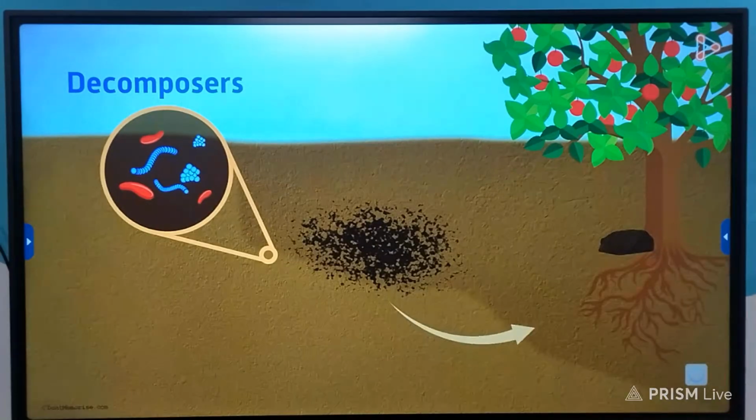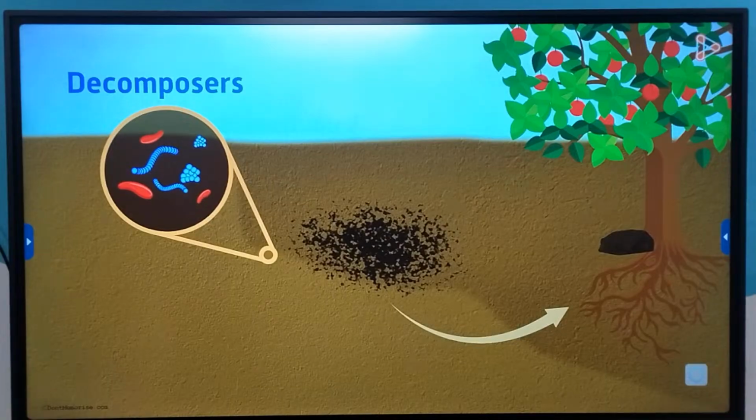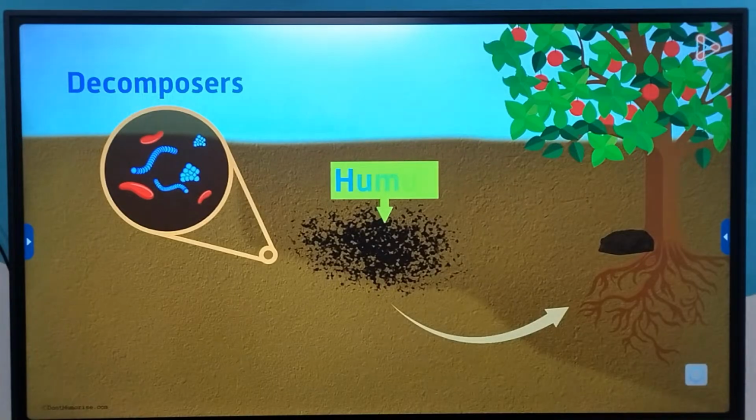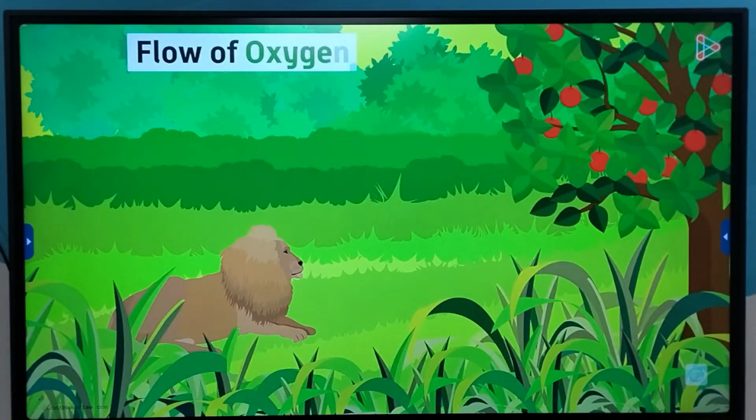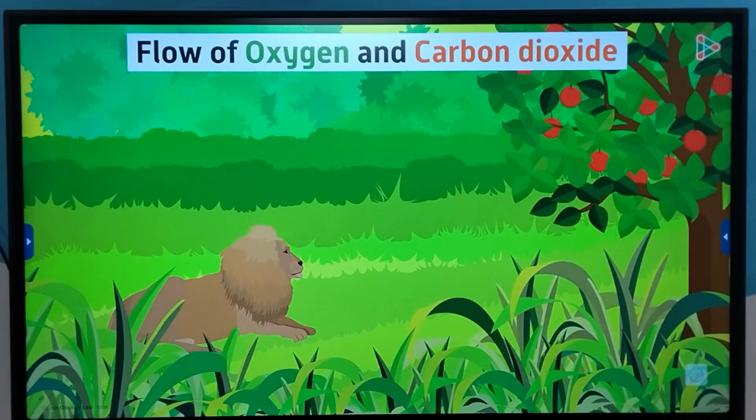These nutrients are absorbed by the plants along with the water. The soil which is rich in these organic nutrients is called humus. This type of soil is extremely beneficial for the growth of plants. Another example of interdependency is that of oxygen and carbon dioxide. We know that all organisms take in oxygen while inhaling. They release carbon dioxide as a part of exhalation.